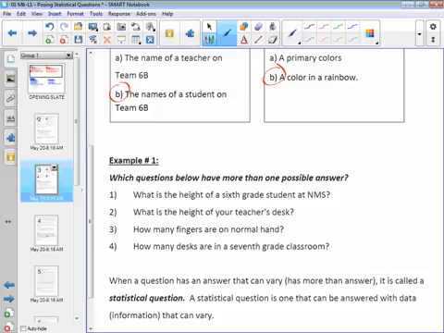All right, what about these questions? Which would have more than one possible answer? Let's do, what is the height of a 6th grade student at NMS? Does that have more than one possible answer? The height of a 6th grade student at NMS? I'm not talking about a specific student. I'm 57 inches, but not everybody's 57 inches. It doesn't say it's personal. A student. Is it considered to be a question with more than one answer? Yes or no? Yes. Circle it.